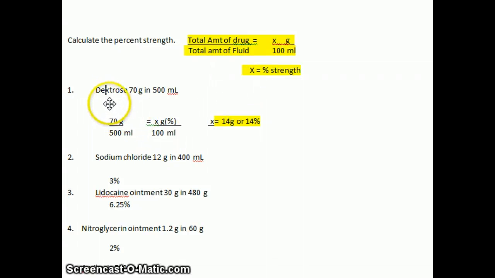I've done the first one, dextrose 70 grams in 500 milliliters. You set it up, 70 grams over 500 mL equal to X grams over 100. 70 times 100 divided by 500 equals 14 grams, or it is 14%. So that's how you would prepare or calculate a percent strength of a product.